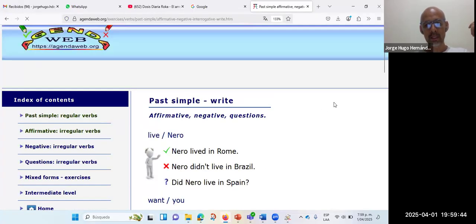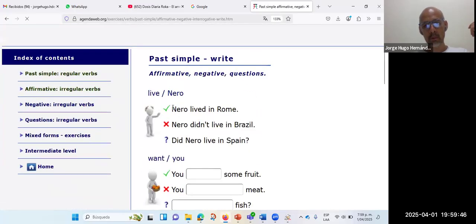A ver si por acá, mire. Acá tenemos mis ejemplos. Nero lived in Rome. Nero didn't live in Brazil. ¿Sí? Afirmativa en pasado. Negativa en pasado. What is the negative form? Didn't. And the verb in present, live. This is an affirmative sentence in past. The verb in past, lived. ¿Yes?